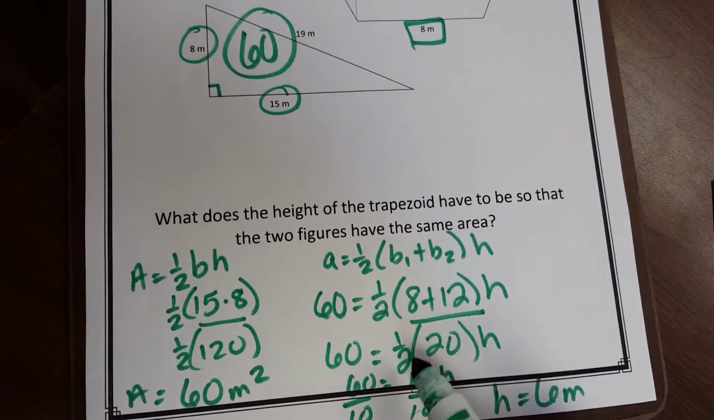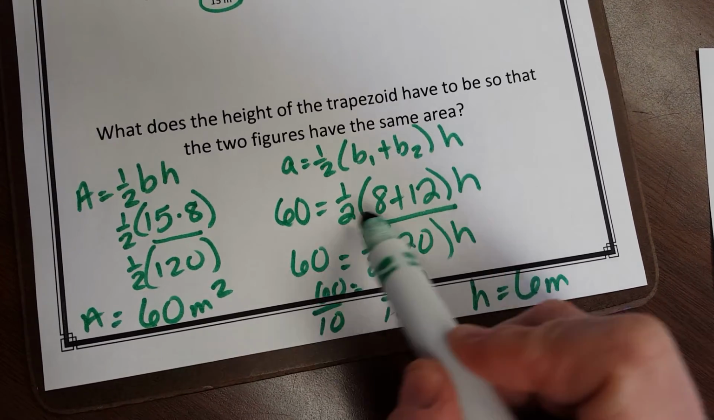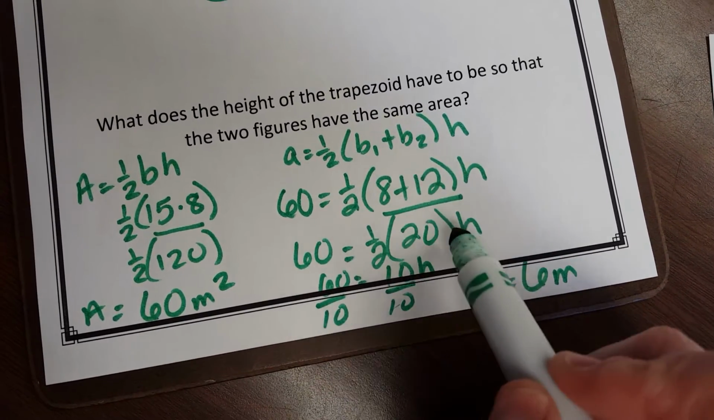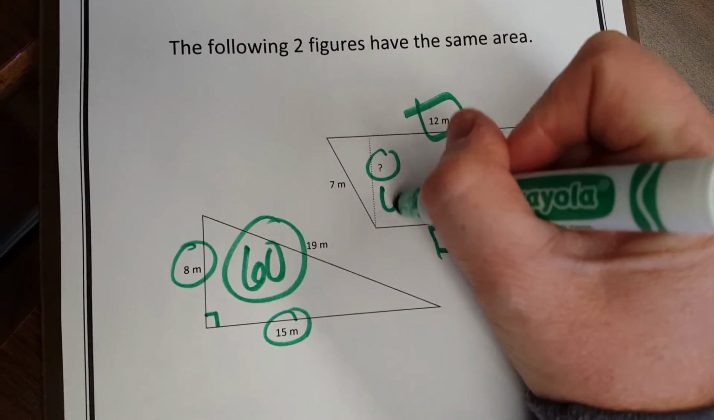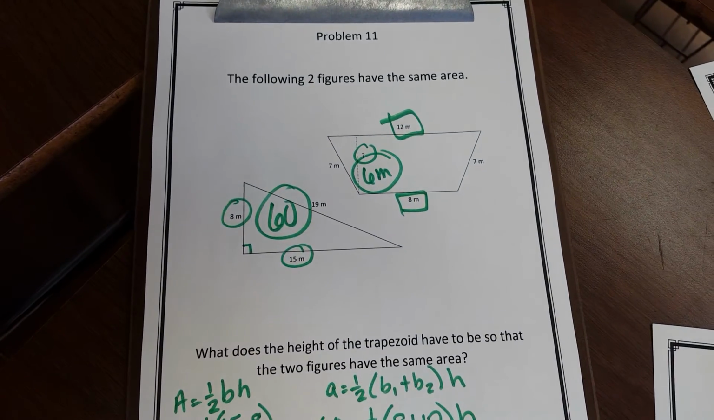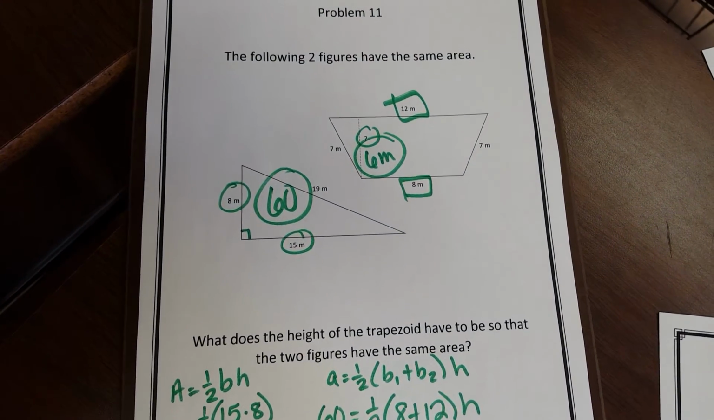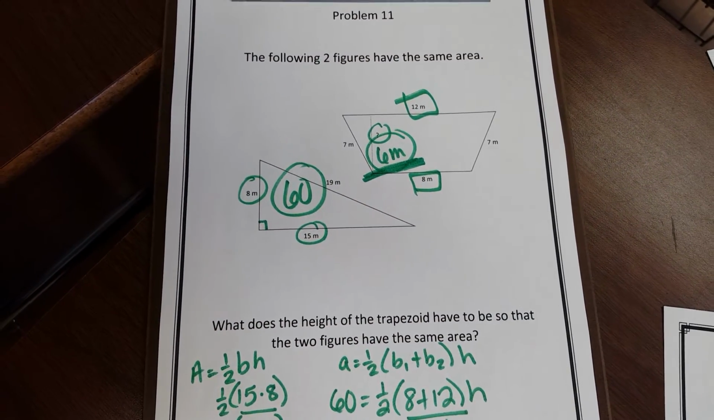Okay, and we go back and check that in there. 8 plus 12 is 20. 1/2 of 20 is 10 times 6 is 60. So my height here would be 6 meters. So did you get that correct? Remember, it wasn't asking me for the area. The actual answer that you are looking for is 6 meters.